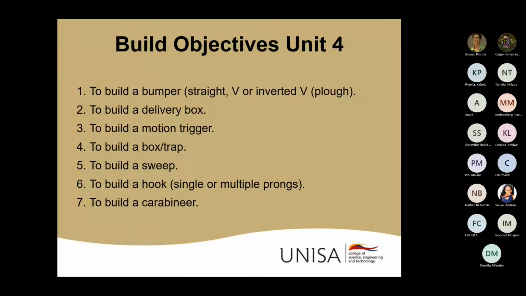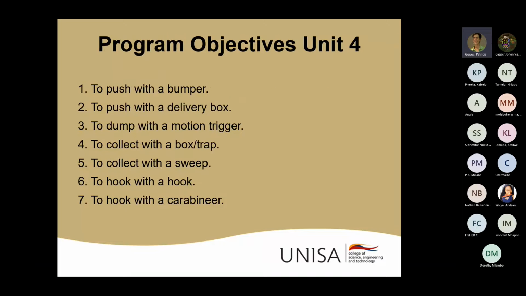Okay. So we have 7 objectives in Unit 4, and these are the 7 most frequently asked, most used passive attachments. So the bumper, where it's straight or V or inverted V, is the plow. The delivery box that I showed you, the motion trigger, I'll show you an example now, the box and trap, the sweep, the hook, and then the carabiner. The carabiner is that thing that hooks, like when you're climbing a mountain, for those who've climbed mountains, that hook thing that doesn't release.